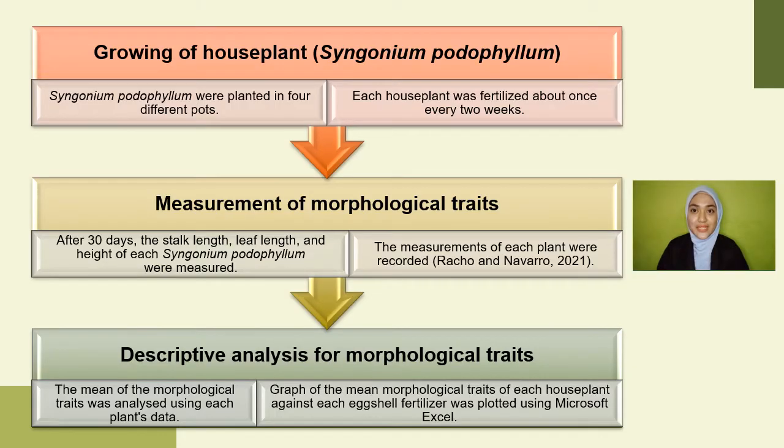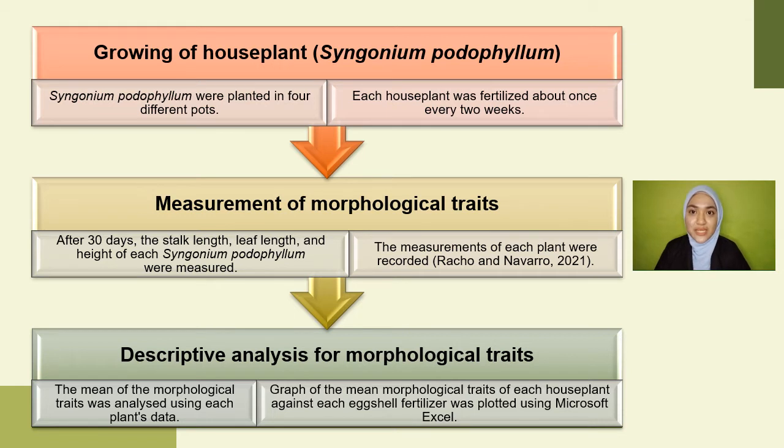The third method is growing of Syngonium phytophilum. Syngonium phytophilum were planted in 4 different pots and each houseplant was fertilized about once every 2 weeks. The fourth method is measurements of morphological traits. After 30 days, the stalk length, leaf length, and height of each Syngonium phytophilum were measured. Then the measurements of each plant were recorded.